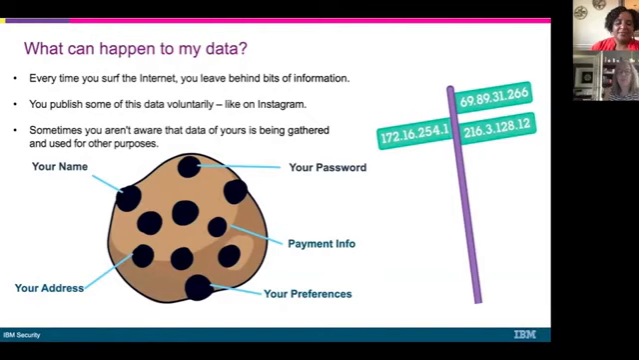From this, and public IP addresses, they can track your location and other things about you from a public point of view. So with the IP address and the cookies, people can find out a bunch of stuff about you, who you are, where you've been, and the sites that you like to browse.